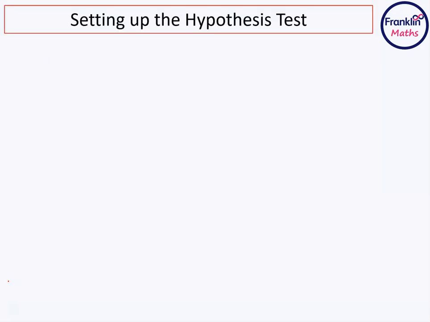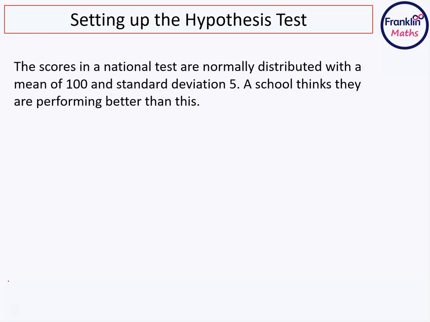So the first part of the lesson is just setting up the hypothesis test, which is fairly easy in itself. It is very similar to what we did with the binomial in the first year. Okay, so we've got some scores in a national test, with a mean of 100 and a standard deviation of 5. And a school thinks they perform better than this. So 100 there is the sort of population mean. Okay, so what we're going to do is let x equal test scores.